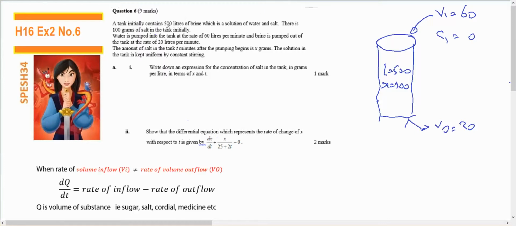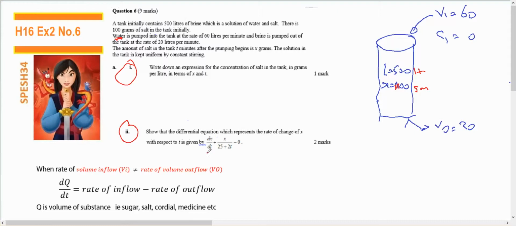Remembering we have a tank which has 500 litres of water, so initially it's got 500 litres, and there is 100 grams of salt, so X is 100. I've got 60 litres per minute going in, and the concentration is 0 because water is being pumped in. The amount of salt in the tank at any one T is X, and 20 is going out, so we have a difference.